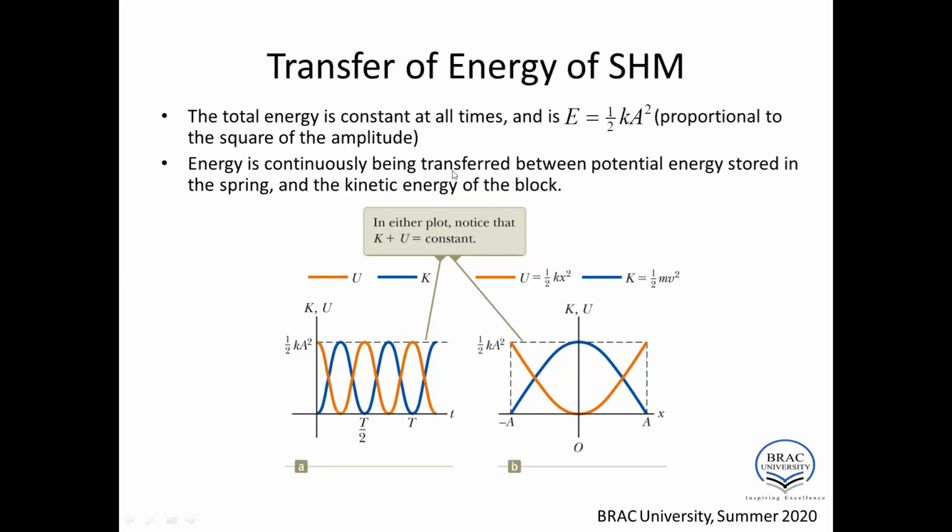Energy is continuously being transferred between potential energy stored in the spring and the kinetic energy of the block. In these two plots, figure A and figure B, the first is the kinetic energy and potential energy versus time graph, and in the second case, kinetic energy and potential energy versus amplitude or position graph. In both plots, the total energy is constant and equal to half k A square. So from this we can say that the energy remains constant in simple harmonic motion.